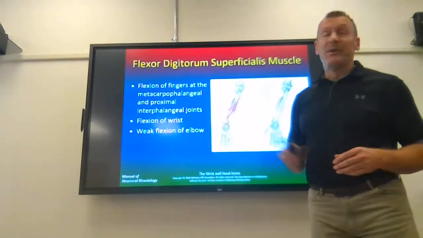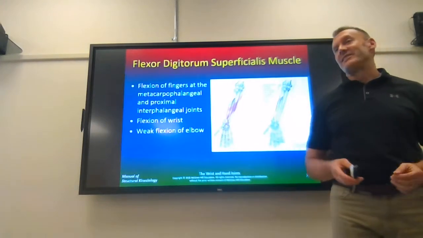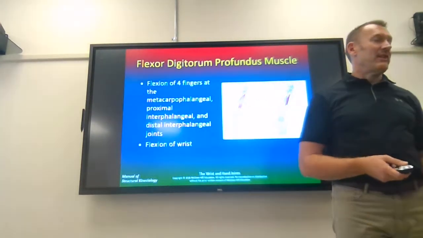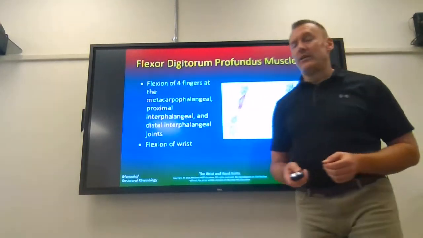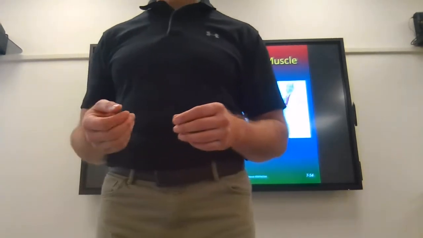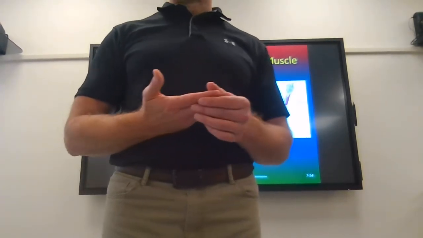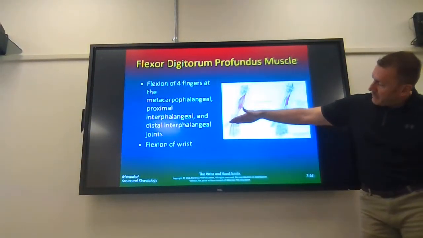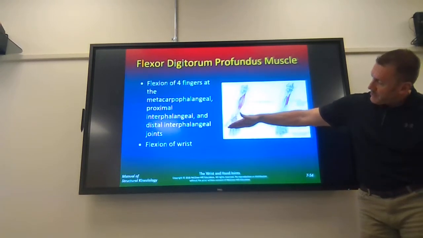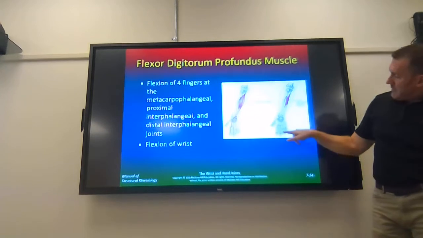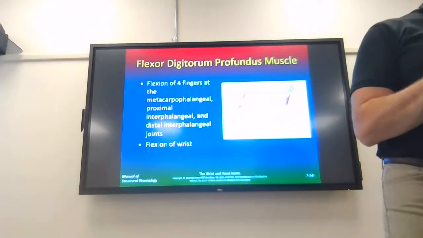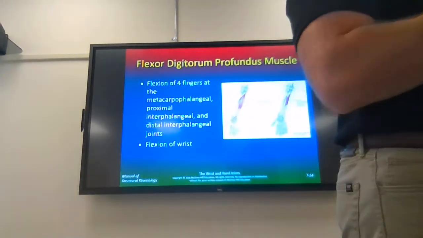Do we have another muscle, though, that's similar to the flexor digitorum superficialis? It's a little deeper, and it's right here. So I want you to notice how far these tendons go down into the fingers. So with the flexor digitorum profundus, the tendons go all the way to the bottom. So now we are crossing the metacarpal phalangeal, the proximal interphalangeal, and the distal interphalangeal. So we're going all the way down here. So this is the muscle that flexes the distal interphalangeal joints.